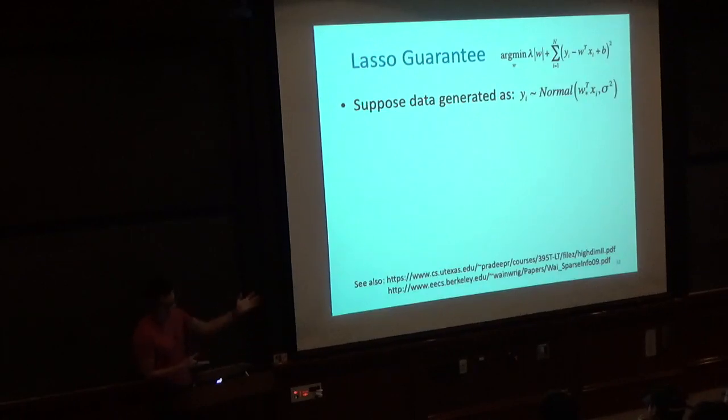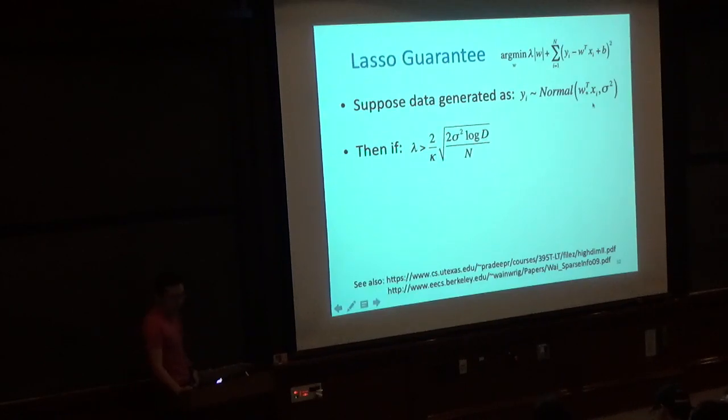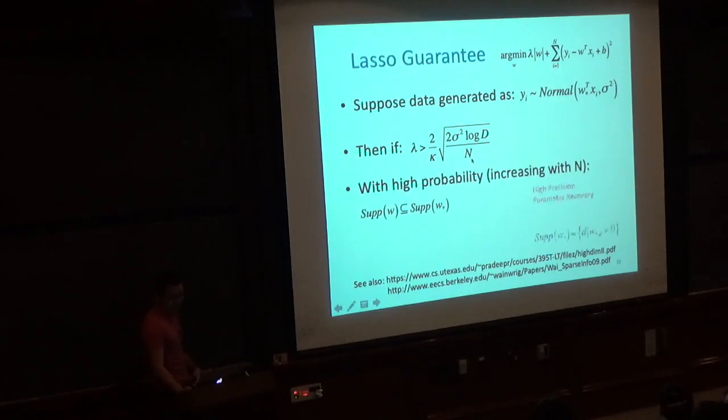But just to state the guarantees of this analysis, suppose the data was generated from a normal distribution, W star transpose X, plus some Gaussian noise with variance sigma squared on the noise. Then, if lambda is sufficiently large, where n here is the number of data points, then with high probability, where the probability increases with the number of data points, the support of the non-zero entries of W is contained in the support of the non-zero entries of W star.